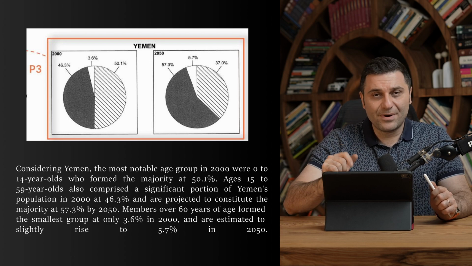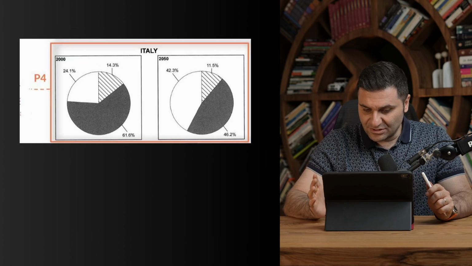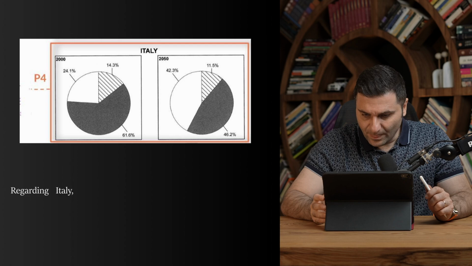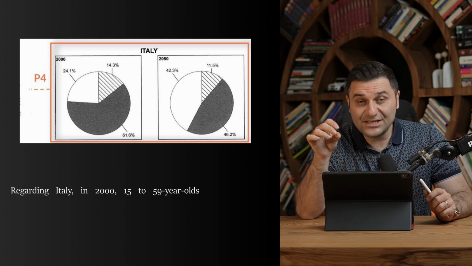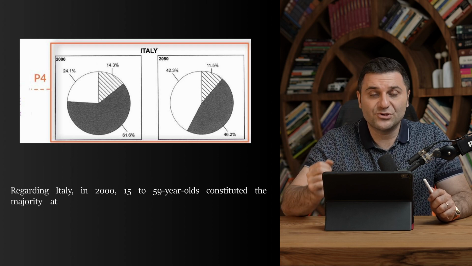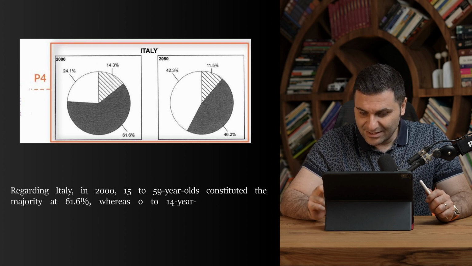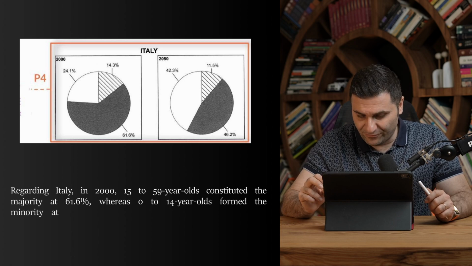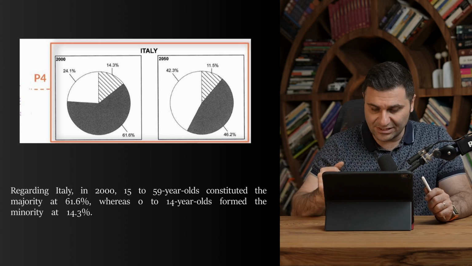This is what we mean by specific idea and information here. Now let's turn to our next paragraph, which is about Italy. So we start our sentence with regarding Italy, all right? Regarding Italy. In 2000, the majority was 15 to 59-year-olds. 15 to 59-year-olds constituted the majority at 61.6%, whereas 0 to 14-year-olds formed the minority at 14.3%. So in our first sentence, we mentioned the most and the least.